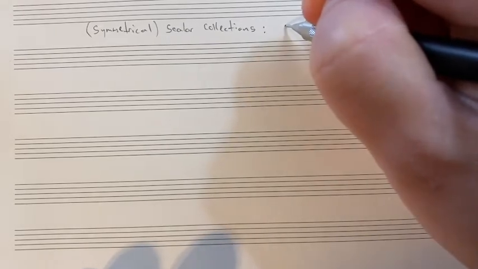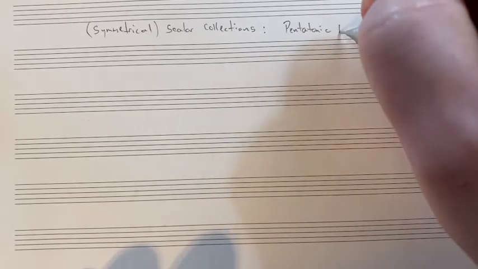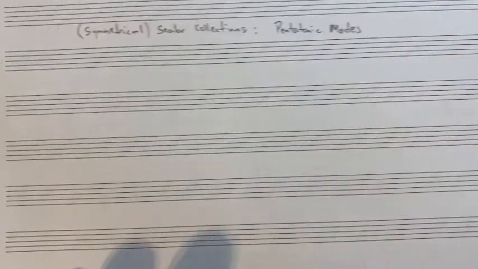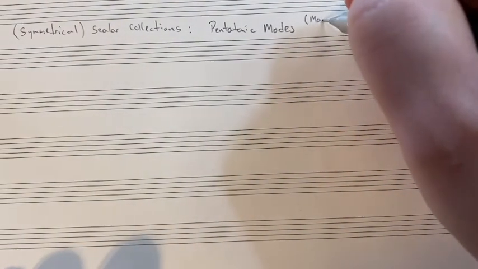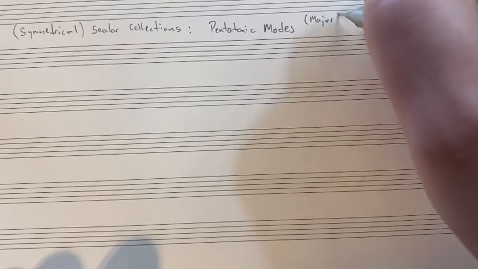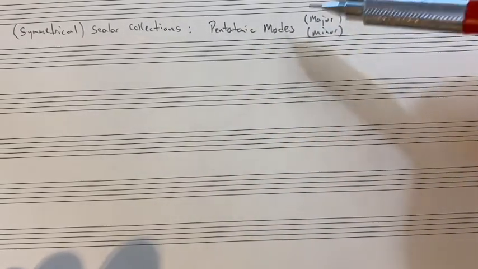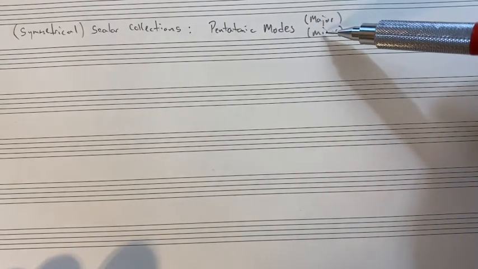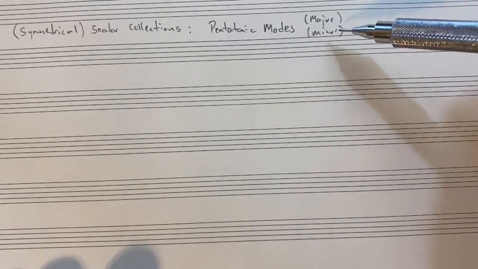We also have, of course, our pentatonic modes. And, of course, there are many, many different pentatonic scales. The two we learn in this class are these major and minor pentatonic modes. Do, re, mi, sol, la, do, and do, me, fa, so, te, do.